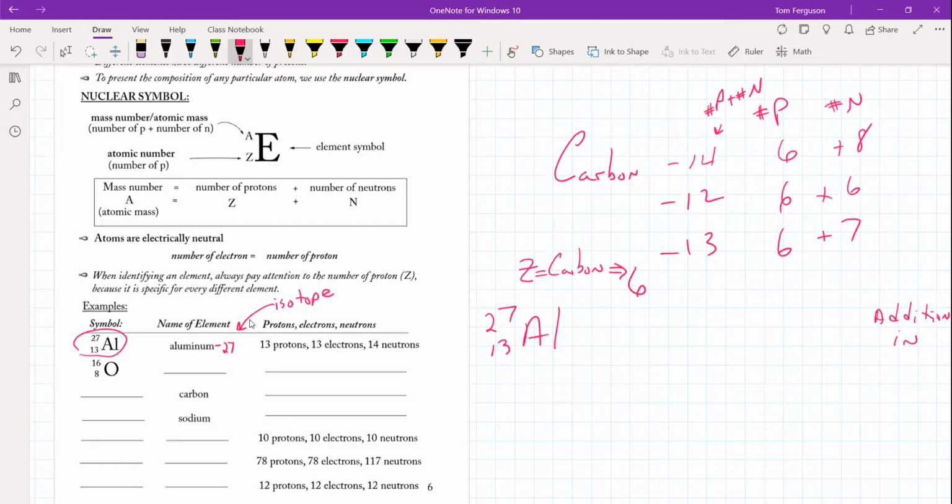I'm going to talk about isotopes in a minute here. Okay, so whenever you talk about some element, you've got to say what isotope you are talking about. So the top number will tell you what isotope we're talking about. That top number is P plus N. Now we know P is 13 because that's Z down here, the atomic number.